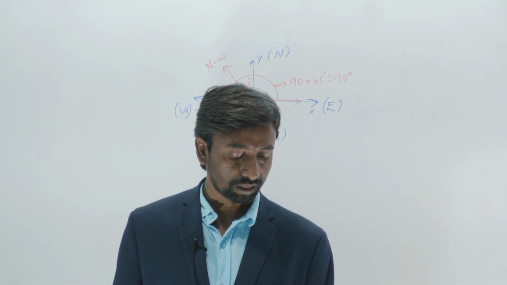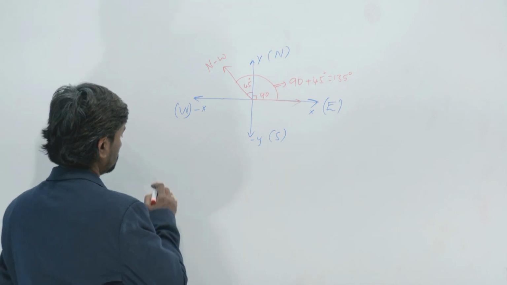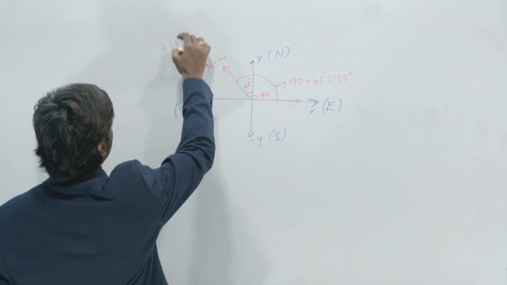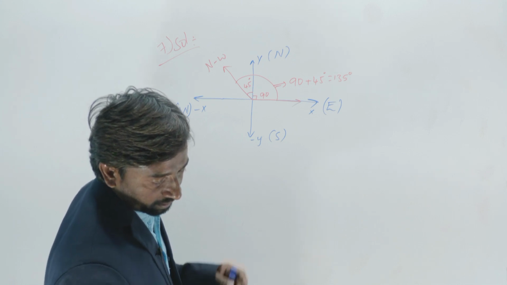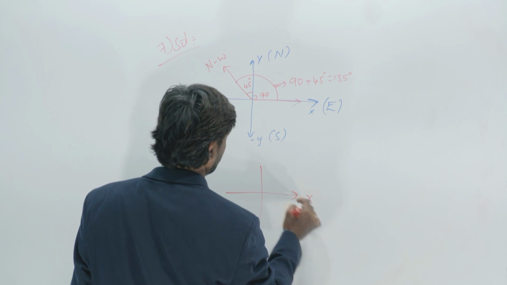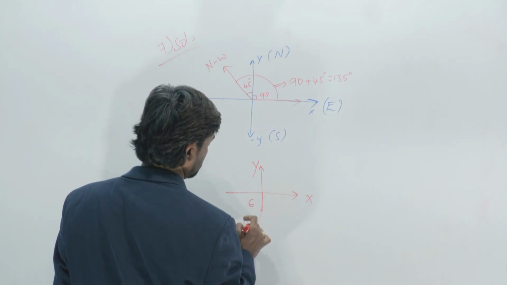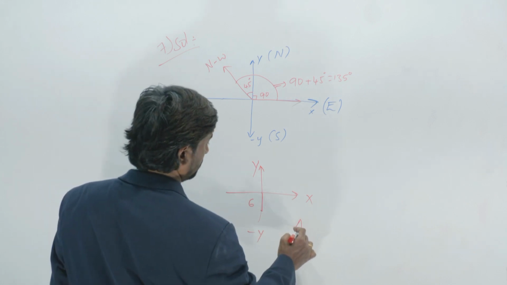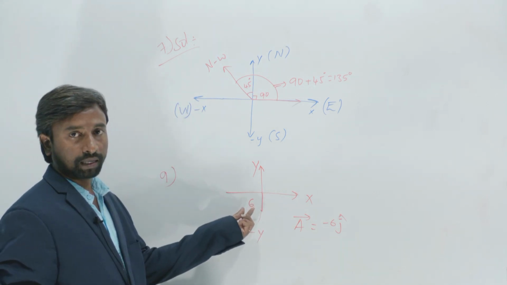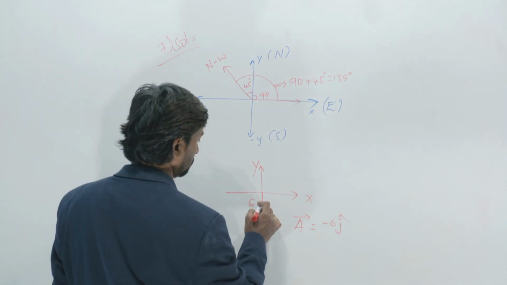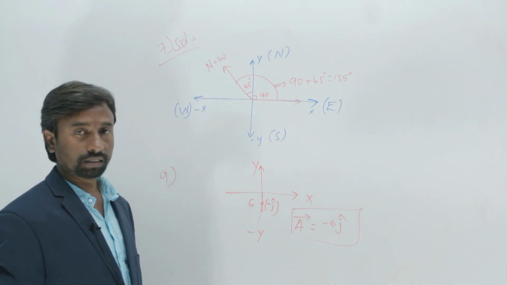Ninth one: a vector of magnitude 6 units along the negative y-axis. This is the x-axis, this is the positive y-axis, and this is the negative y-axis. The vector is along 6 units of the negative y-axis, so let us consider a bar equals minus 6 j cap. We multiply the magnitude by the unit vector along that direction. Along the negative y direction, the unit vector is minus j cap. So the vector is minus 6 j cap.